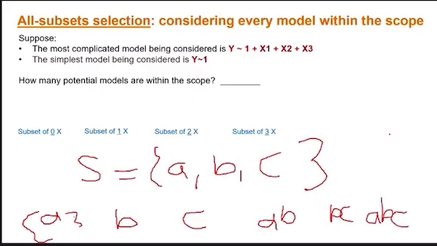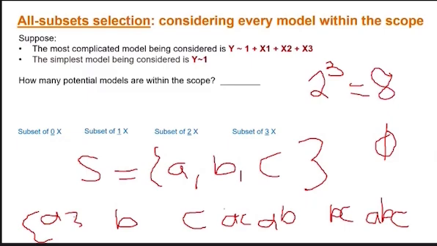Then I can also have the empty set. How many do I have? One, two, three, four, five, six. So I think there's another one, AC. Yeah. Now when you take a look at that, one, two, three, four, five, six, seven, eight, which means the formula is 2 raised to power 3. What is 2 raised to power 3? That's going to be 8. That is the possible number of subsets.